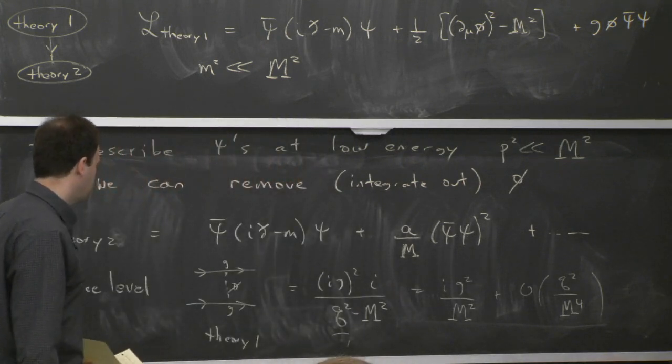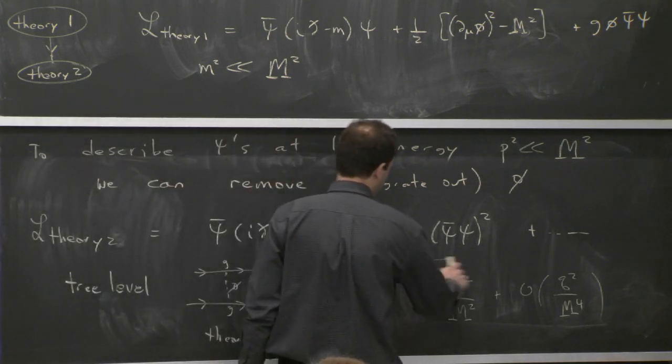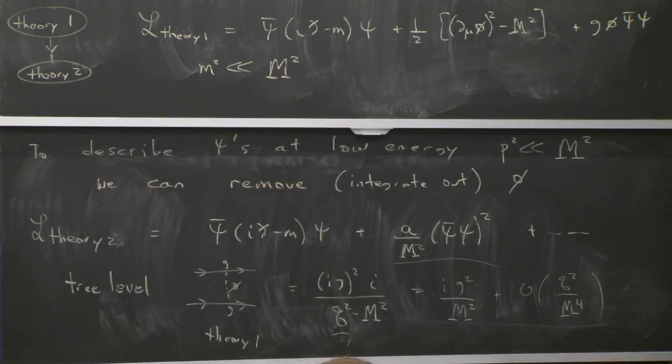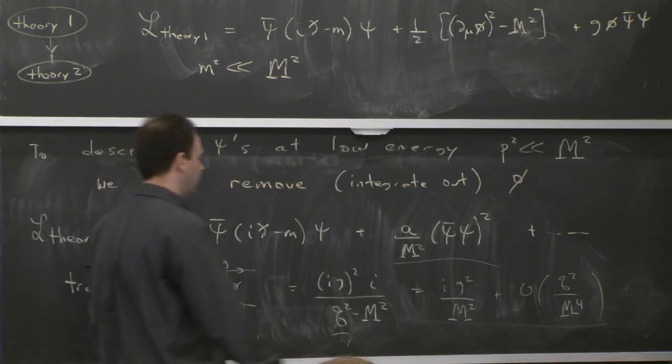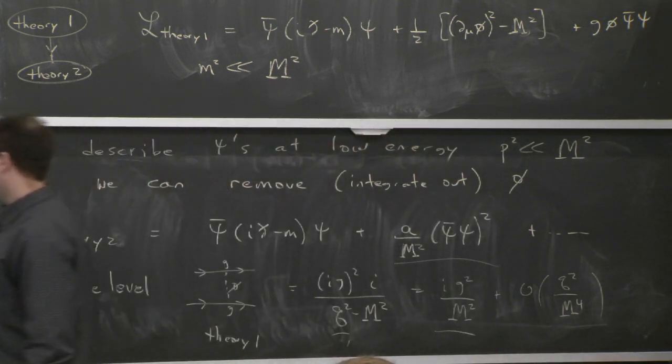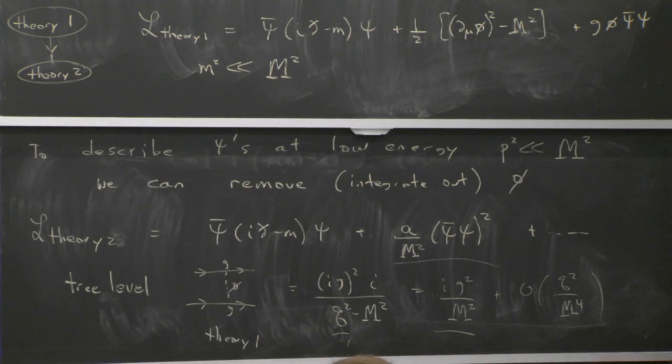And then we would just ask that when I take the Feynman rule from this, whoops, should have been a square there. When I take the Feynman rule from that, I should get the same thing as the Feynman rule from that. And that will fix this coefficient A, which is so far arbitrary. But we can determine it by using theory 1.